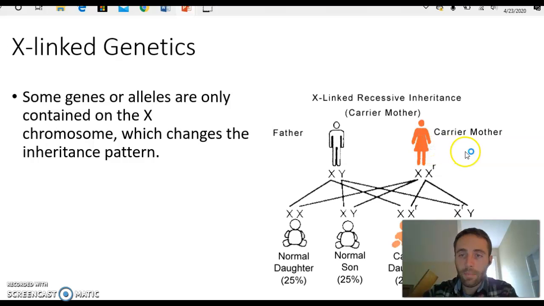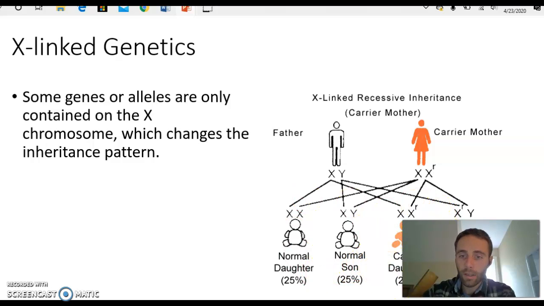So this is what happens when mom and dad cross. Again, we have a 50-50 chance of the children getting that allele from either parent. So we have four possible options here. If this girl gets an X chromosome from dad and an X chromosome from mom, that's normal, so we get a normal kid. This son here gets a Y chromosome from dad, but he gets a normal X chromosome from mom, so he doesn't express the trait.